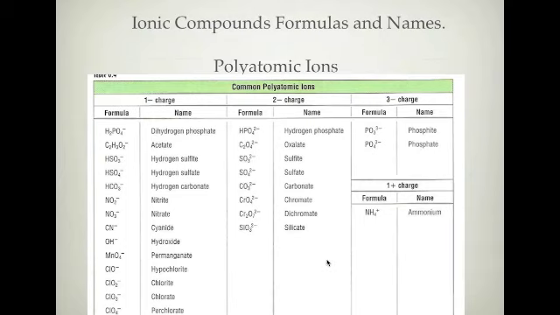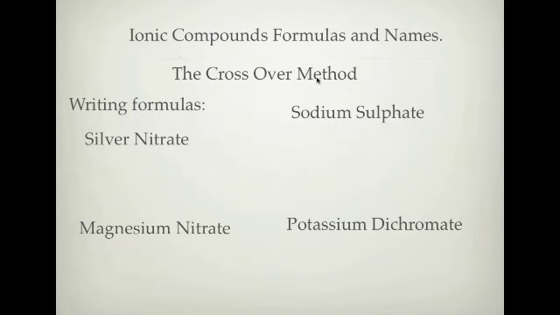Now that you understand our ions, we're going to move in and start to look at how we actually write formulas for these ionic compounds. So what we have is writing formulas. I've got a few different compounds here: silver nitrate, magnesium nitrate, sodium sulfate, potassium dichromate. What we're going to do is write the formulas for these, and we're going to need to look at the charges involved in ionic compounds.